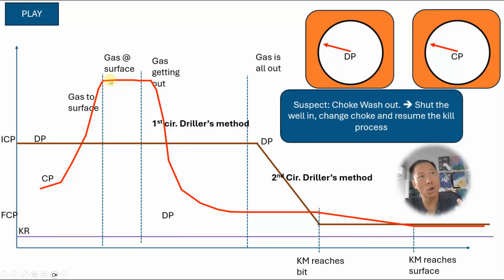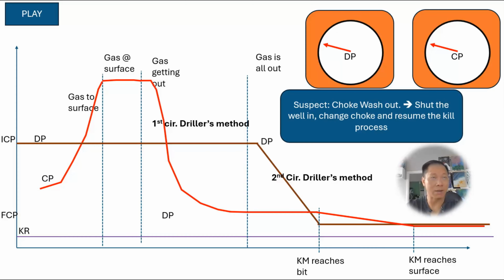Once gas is at surface, the pressure peaks out, maxes out. You still have the drill pipe pressure constant at ICP. So if you see it slowly dropping, what can you do? You can close the choke. At this stage, you don't know whether the choke or the string washed out. If you close the choke, that is fine too, because if it's a string washout, you increase the bottom hole pressure up a bit. If it's a choke washout, closing the choke compensates for the loss of pressure in the well.